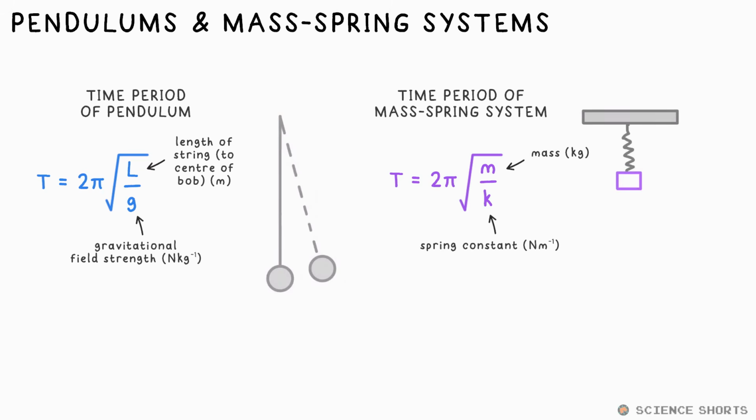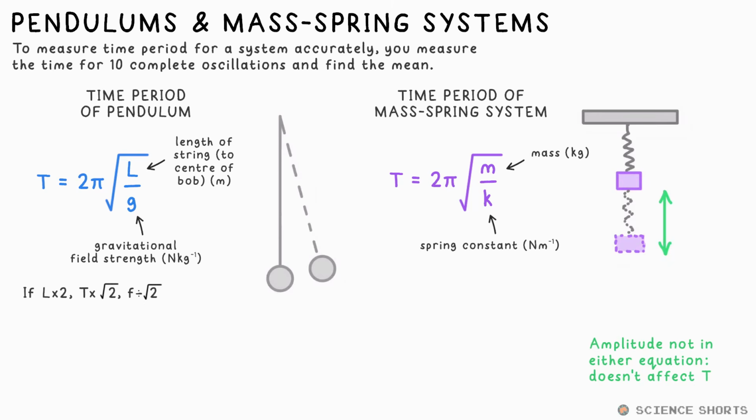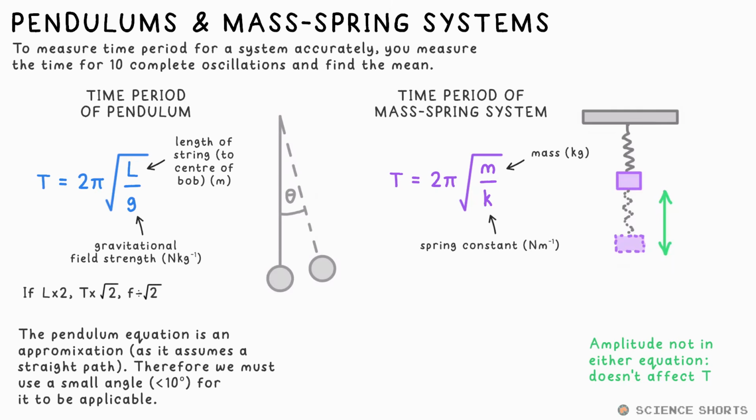For a spring, T equals 2 pi root m over k, where k is the spring constant, m is the mass. These equations often crop up in proportionality multiple choice questions. For example, what would happen to the frequency of a pendulum if you doubled the length? Well, the time period would go up by a factor of root 2, which means the frequency would do the opposite. The pendulum equation is a slight approximation though, as it assumes the motion is along a straight line, which is why if we measure the time for 10 oscillations in an experiment and divide by 10 to get an accurate time period, for example, we must use a small angle, say less than 10 degrees. Use a large angle and the model breaks down.